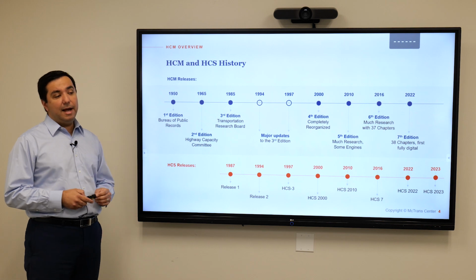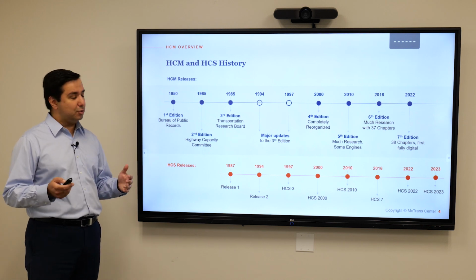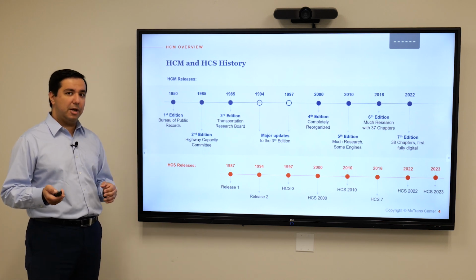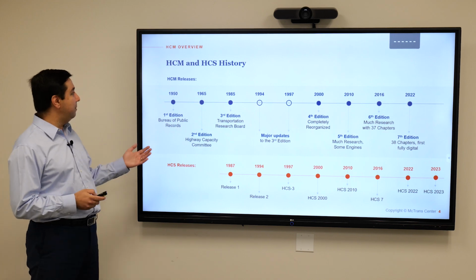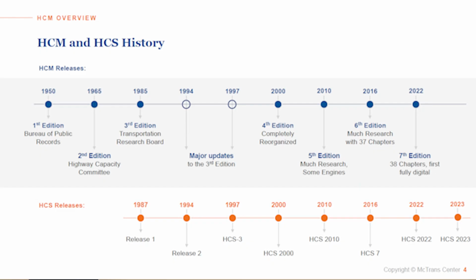So let's take a look at the history of the Highway Capacity Manual. As I said, this reference document has existed for about 70 years. The first edition was published in the 1950s, followed by 1965, 1985, 2000, 2010, and 2016 as the major releases for this manual. The 7th edition, as you can see, was published in 2022. It's branded as the 7th edition of the HCM.